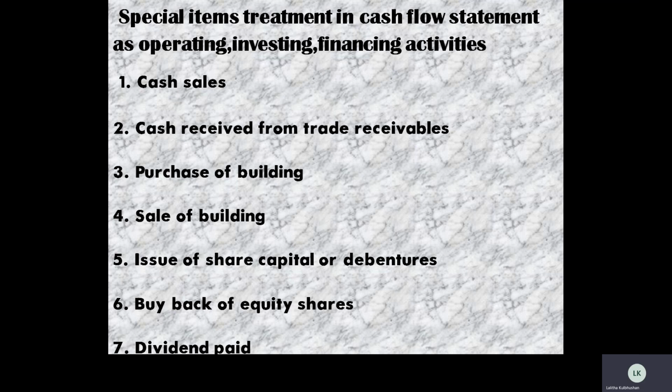Hence purchase of building means building is a fixed asset. So if you are purchasing a building, what does it basically mean? That is an outflow of cash. So it will be shown in the cash flow statement under the heading investing activities as a less item. Less means it will come under the subtraction or minus category, because it leads to outflow of cash.